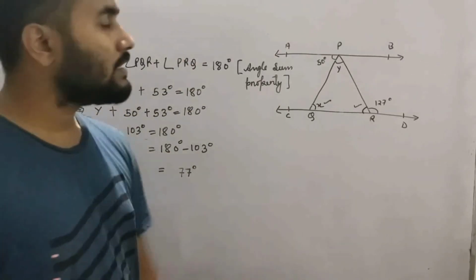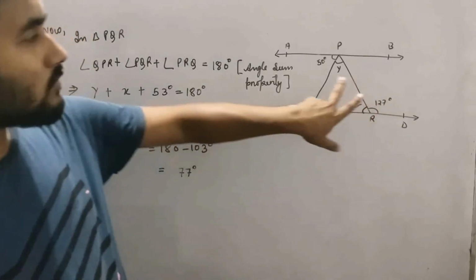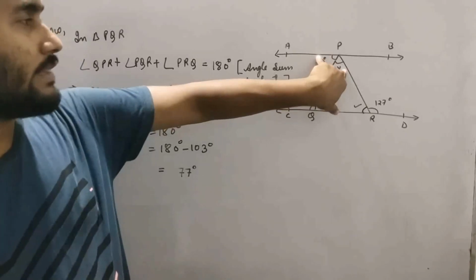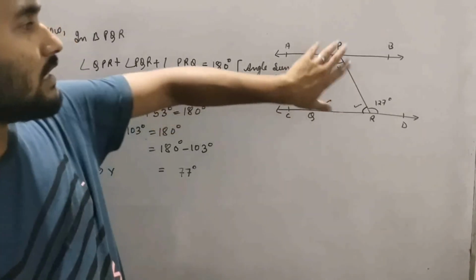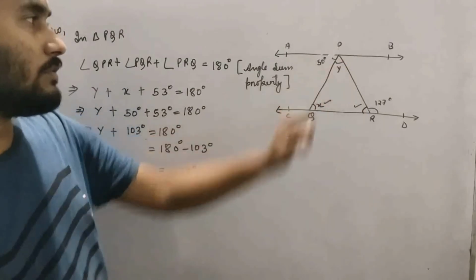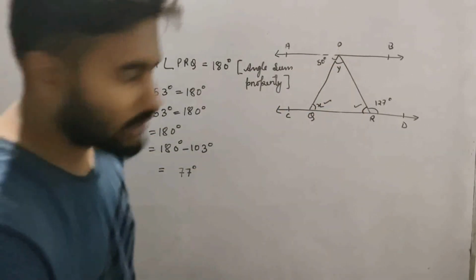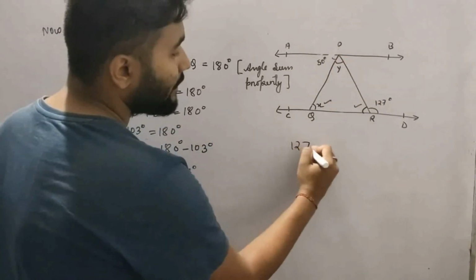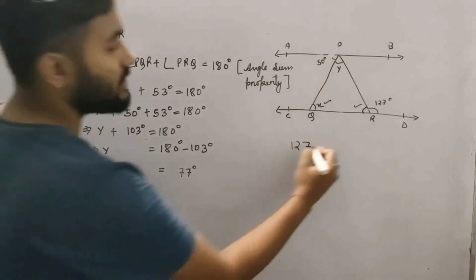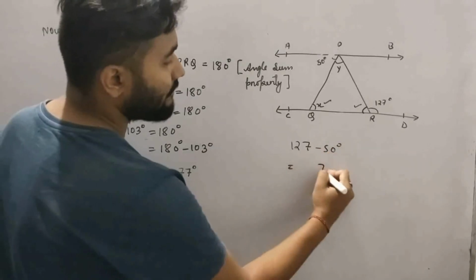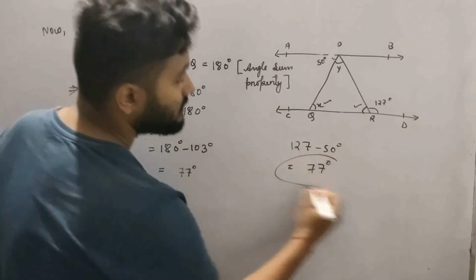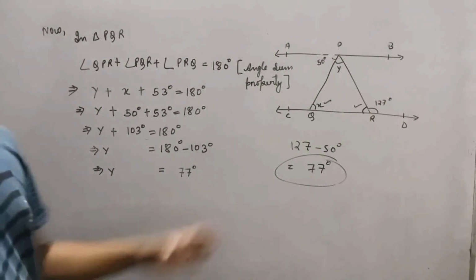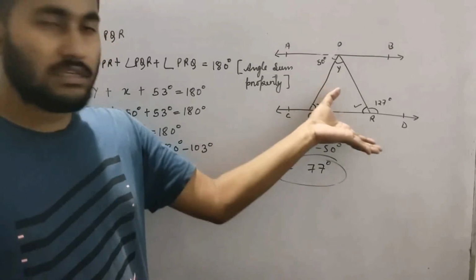One more way was there. That this 127 degree will be equal to the complete angle, alternate angle. Then again from this complete angle, if you subtract 50 degree, you will get Y. So you see, if I show you, this complete angle will be 127 alternate. From this, if I subtract 50 degree, how much will I get? 7 and 7, same answer, 77 degree. So if you want, you can do in that way. If you find that way easy, do in that way.